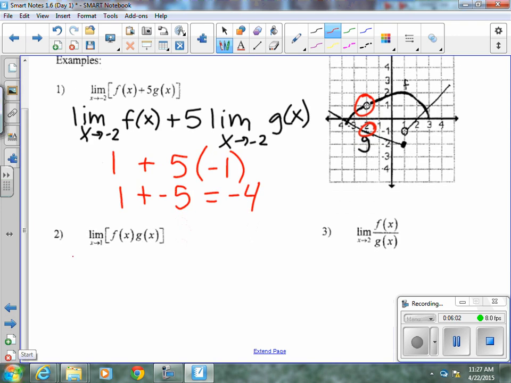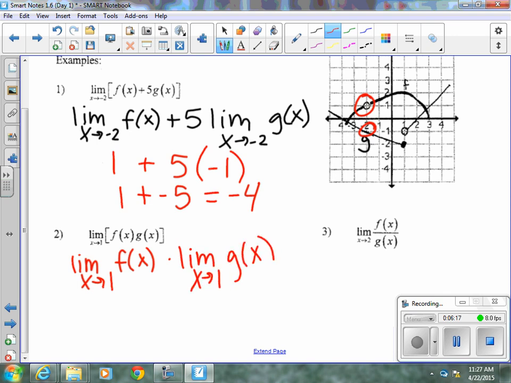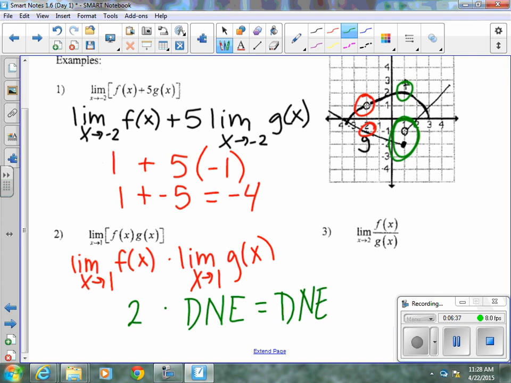Here's another example again. Multiplication. So based on our fourth limit law, we can break this up. This time, the limit as we approach 1 of f of x is equal to 2. The limit as we approach 1 of g of x, be careful, does not exist, therefore their product does not exist.